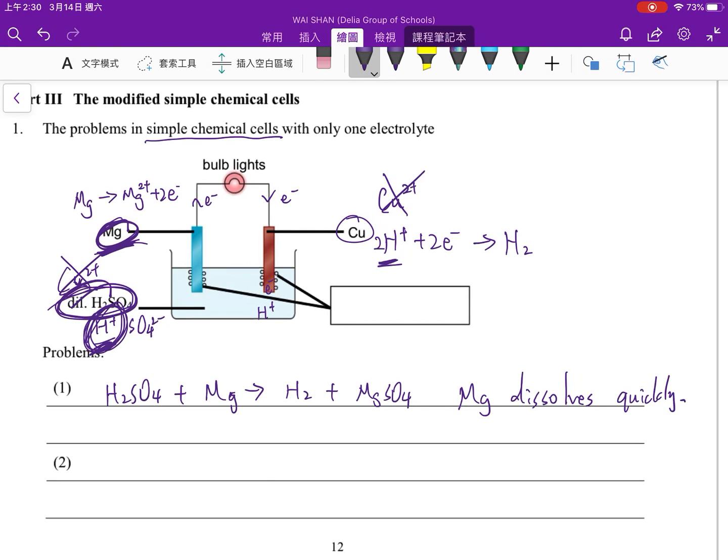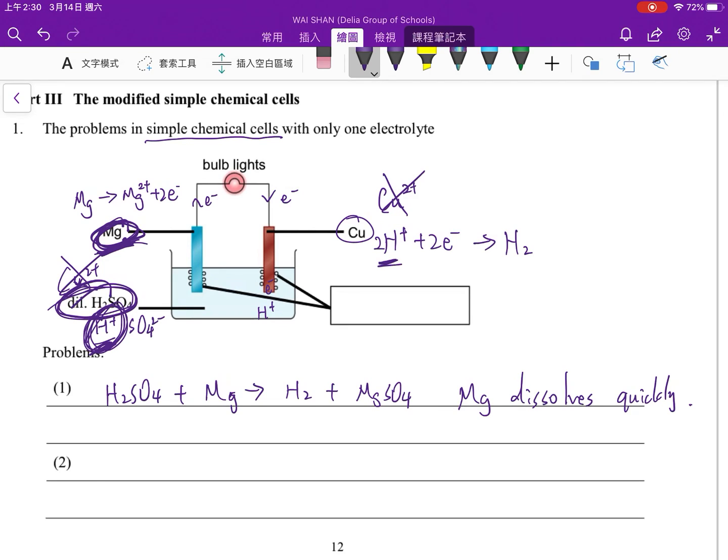If it dissolves quickly, that means the battery will die quickly. That means you need to change the magnesium electrode very frequently. So it's not a good battery, okay? So the first problem is that the reactive metal may react with sulfuric acid.